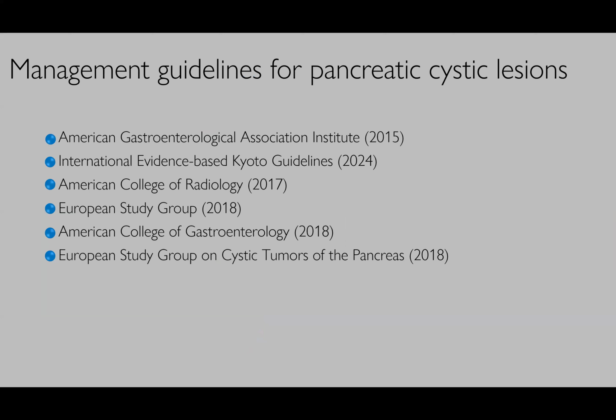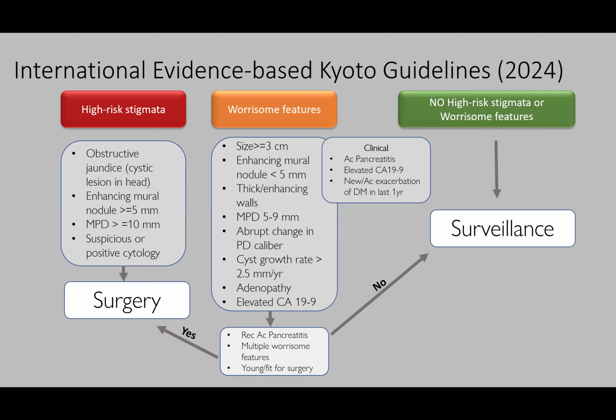One of the most widely followed guidelines is the International Evidence-Based Kyoto Guidelines, which is a revision of the revised Fukuoka guideline, which itself is a revision of the Fukuoka guideline, which was a revision of the Sendai criteria back in 2006. So this is what most people follow, and that's what my institution follows. This talks about the presence of worrisome features or high-risk stigmata in these cystic lesions.